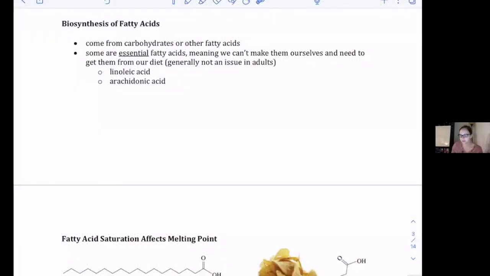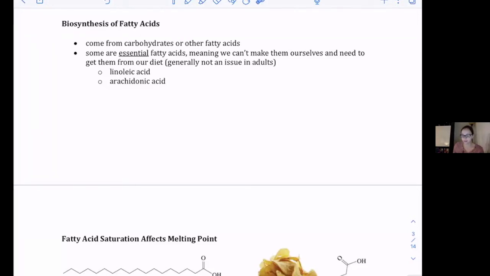Okay, so the biosynthesis of fatty acids. Biosynthesis means how fatty acids are made in our body. Our bodies will take some of our carbohydrates and/or other fatty acids that we eat, and transform those carbohydrates, stripping away the water and leaving the carbons and hydrogens, really stripping away the oxygen, to make these fatty acids. Enzymes, different processes in your cells, will do this.